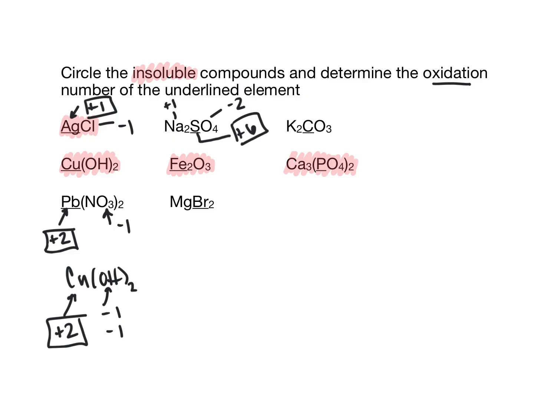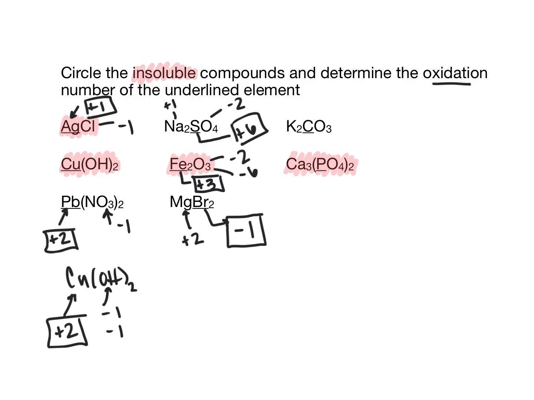So in iron oxide, the oxygen is -2, and there are 3 of them. This one is more complicated. So we have -6 on this side. Therefore, the iron has to be +3 because the -6 converts to a +6 and is divided by 2. For the magnesium bromide, we know the magnesium is a +2, and the bromide ions, there are 2 of them, so they are -1.